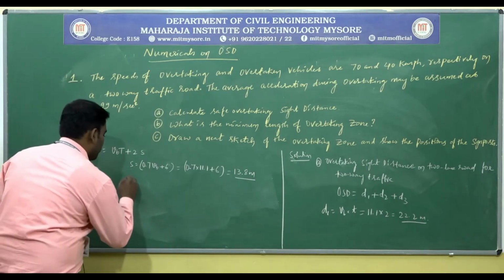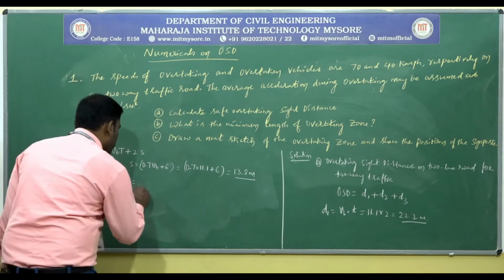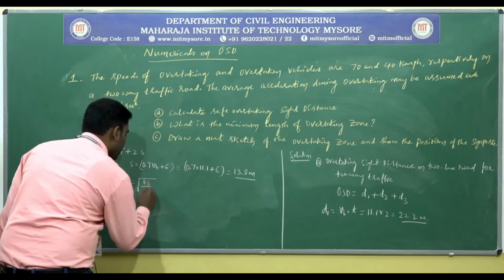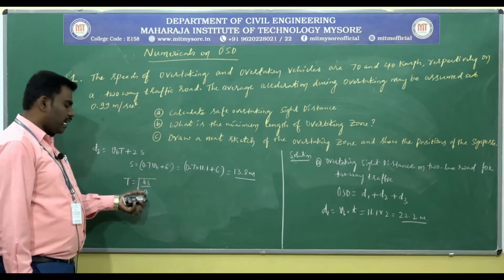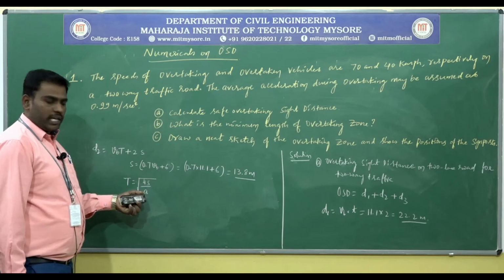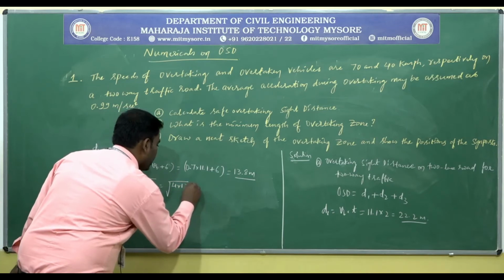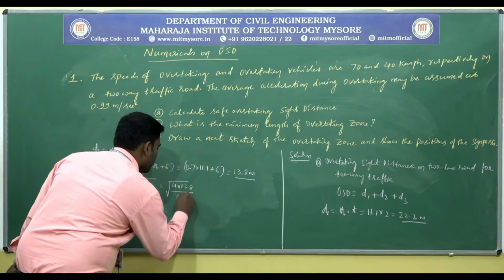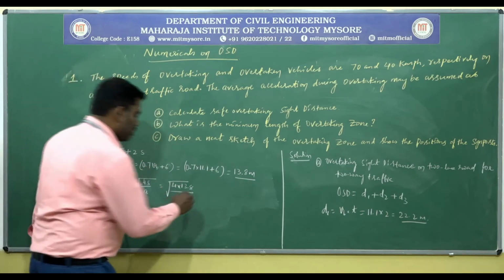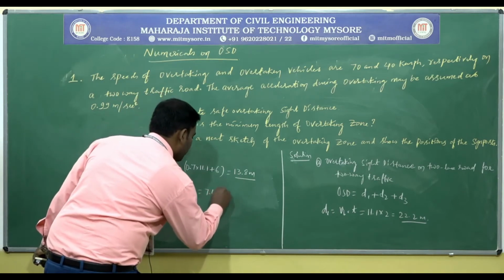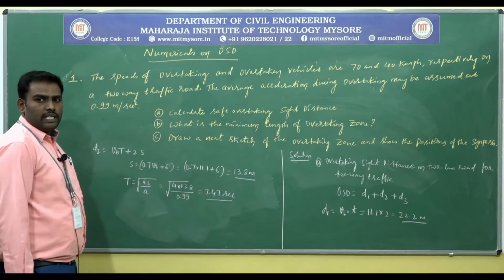Next, the time taken for actual overtaking, capital T, the overtaking time, is equal to root of 4S by A, where S is the spacing between overtaken and overtaking vehicles and A is the average acceleration of the overtaking vehicle. Substitute it: 4S is 13.8, A is 0.99. If you compute it, you may get about 7.47 seconds.